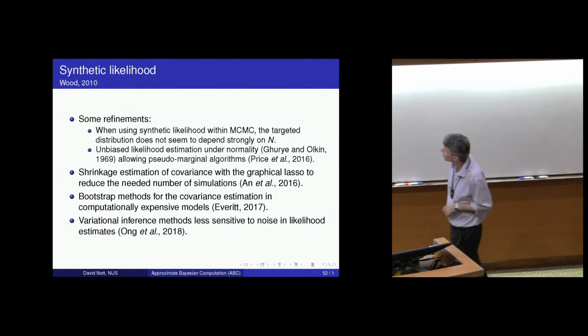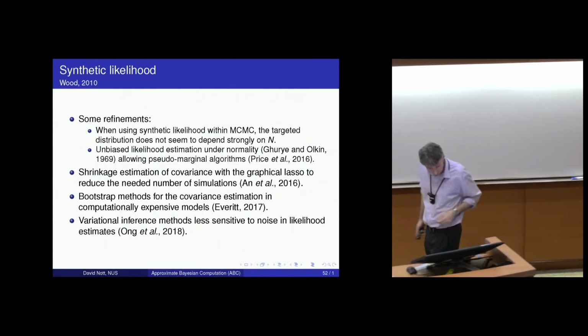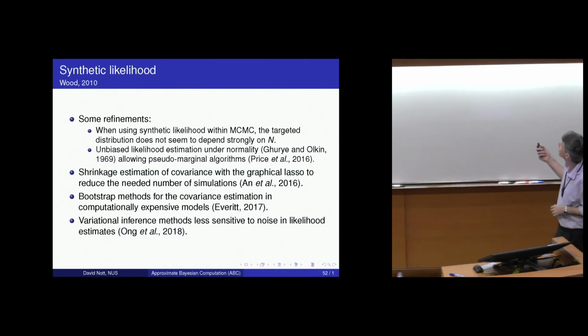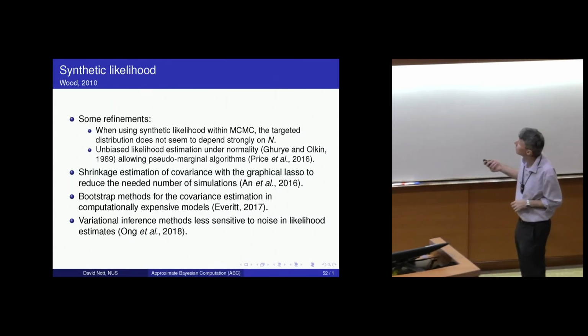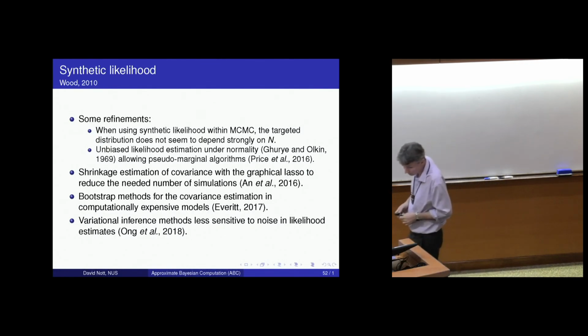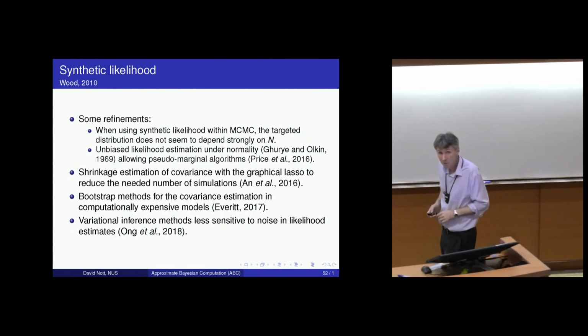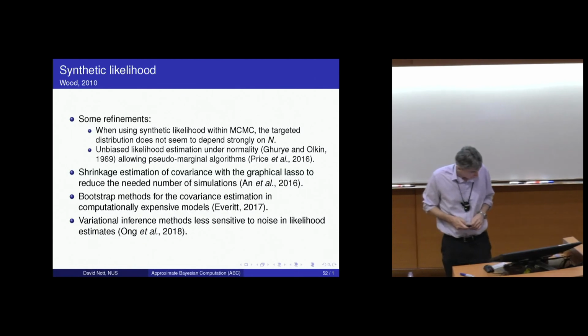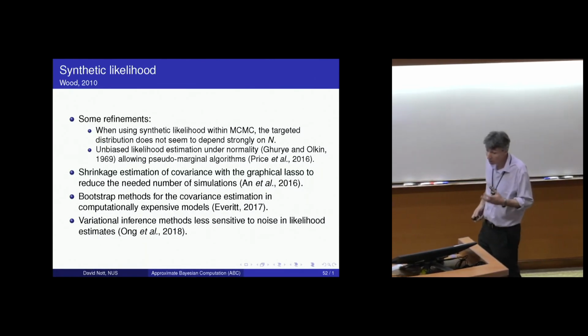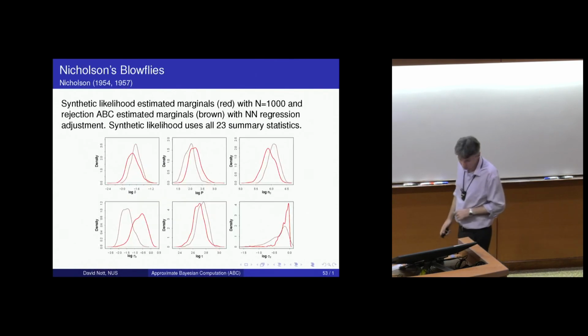And there are also variational inference methods with the synthetic likelihood. The advantage of these methods is that they're much less sensitive to noise in the likelihood estimates. In high dimensions, you might need a very large N to get adequate mixing in, say, MCMC. But variational methods can work even with very, very noisy estimates of the likelihood.